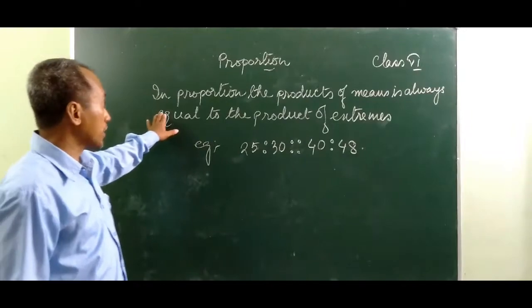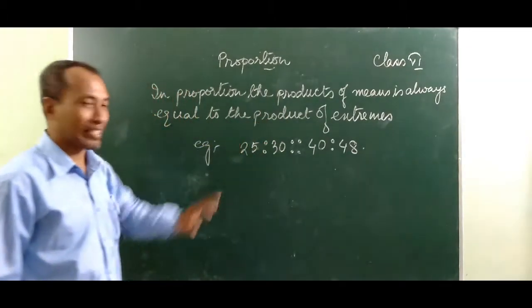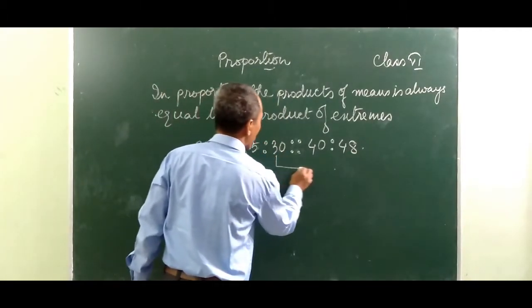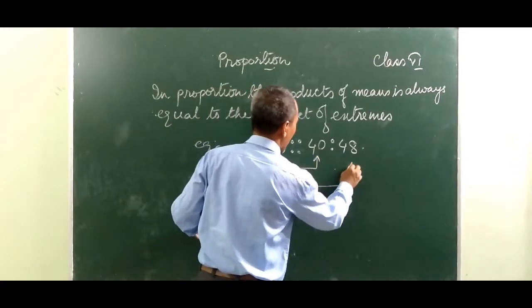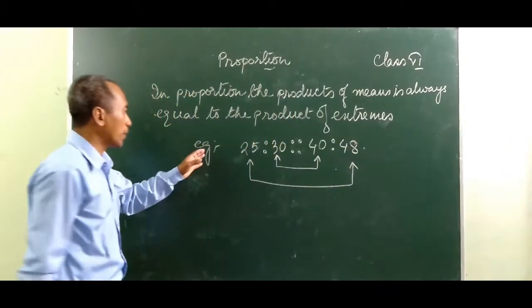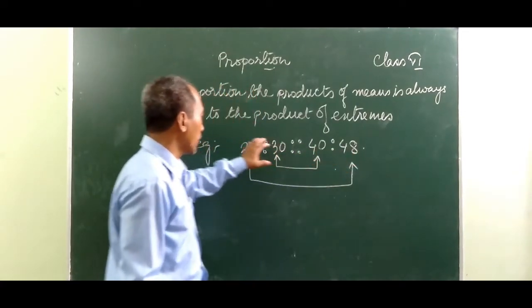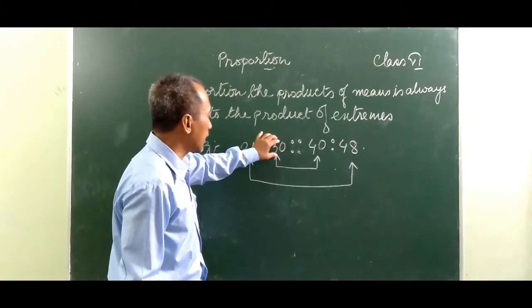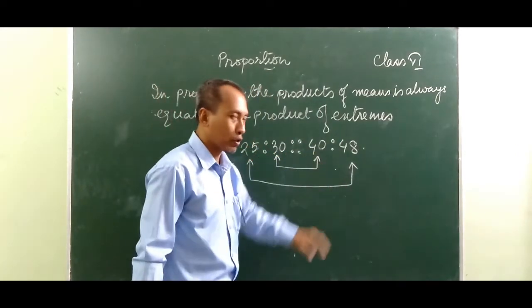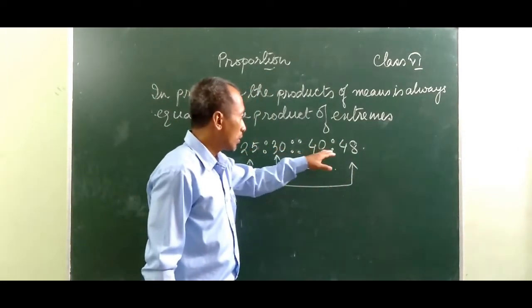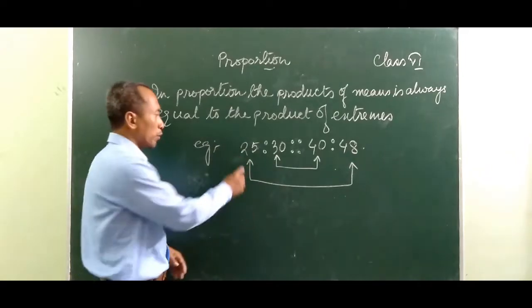One property of proportion is that in a proportion the product of the means is always equal to the product of the extremes. That is, when you multiply these two means, their product will be equal to the product of the two extremes. For example, we have taken 25 is to 30 as one ratio, 40 is to 48 as another ratio. We are going to see whether 25 is to 30 is equal to 40 is to 48, whether they are in proportion or not. If they are in proportion, then the product of the means should be equal to the product of the two extremes.